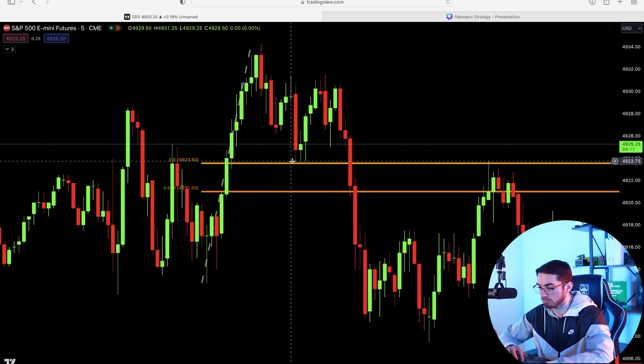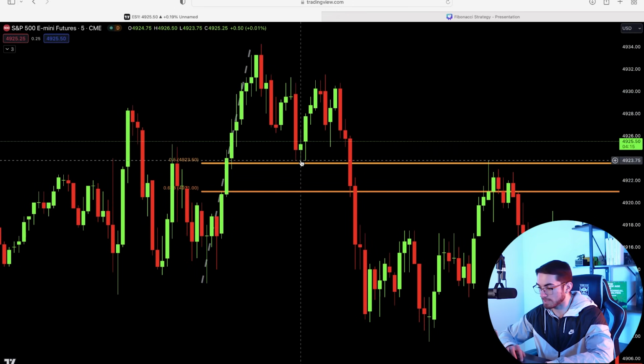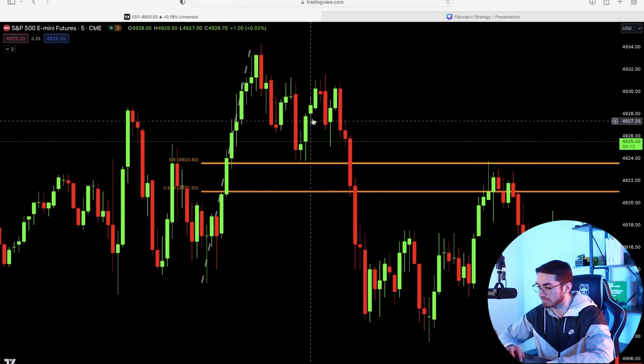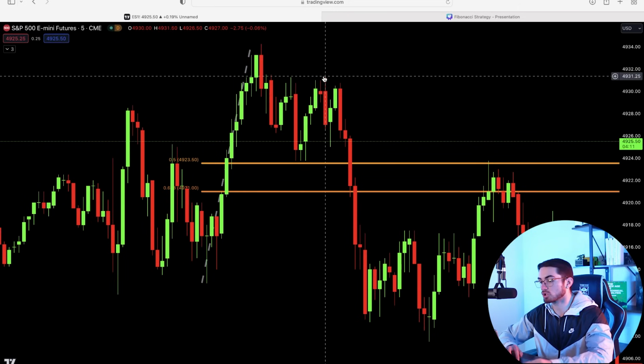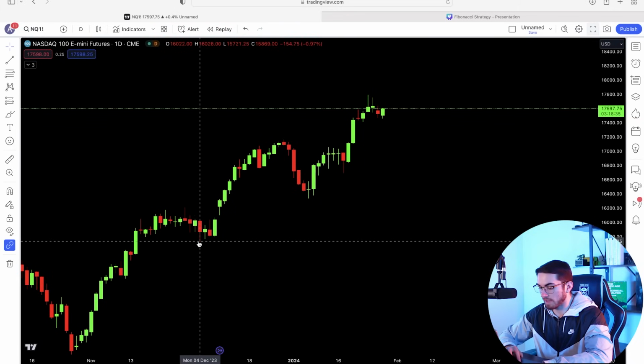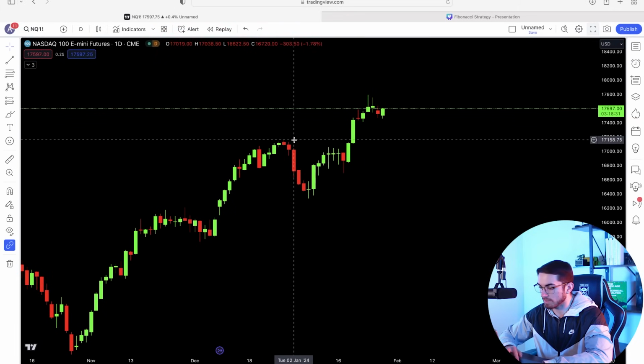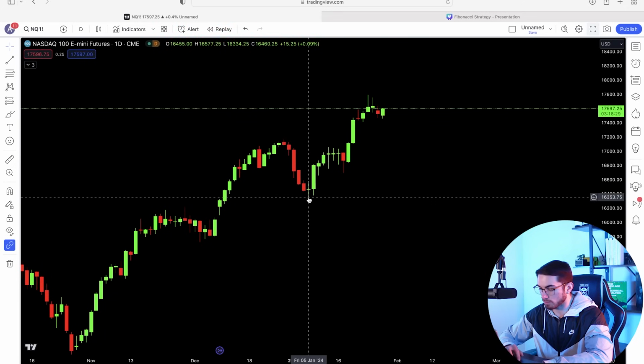And as you can see, price hit that 50% retracement, made it support, and had a nice little push to the upside, which could have been a profitable position. We're looking at NQ on the daily time frame. This was the low before a strong impulsive move up. This was the high before price started pulling back.